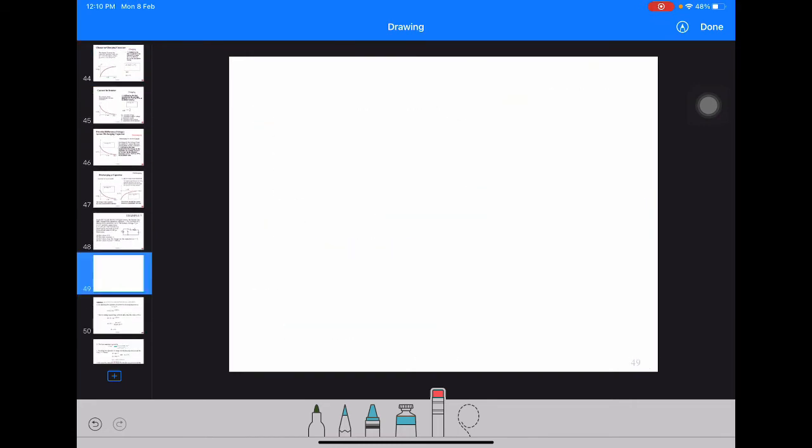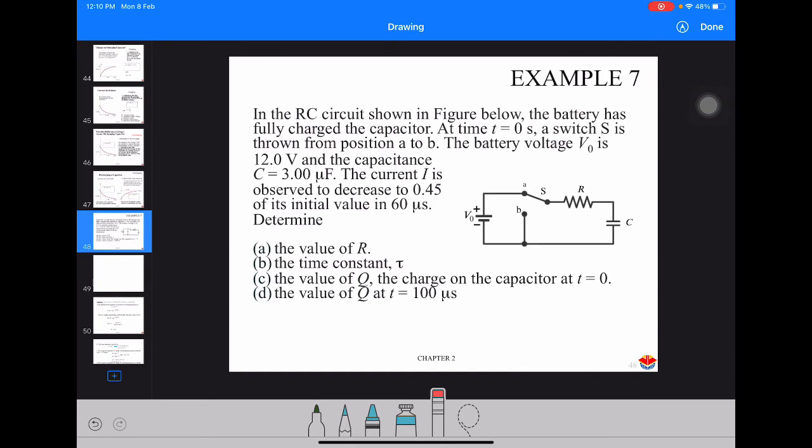Okay, back to the example. In the RC circuit, the battery has fully charged the capacitor. When the time is 0, a switch S is thrown from position A to B. Initially, I think this is position A, and then initially it's over here, and then they throw it over here. Oh, right, A to B. Okay, I was wrong. Correct.